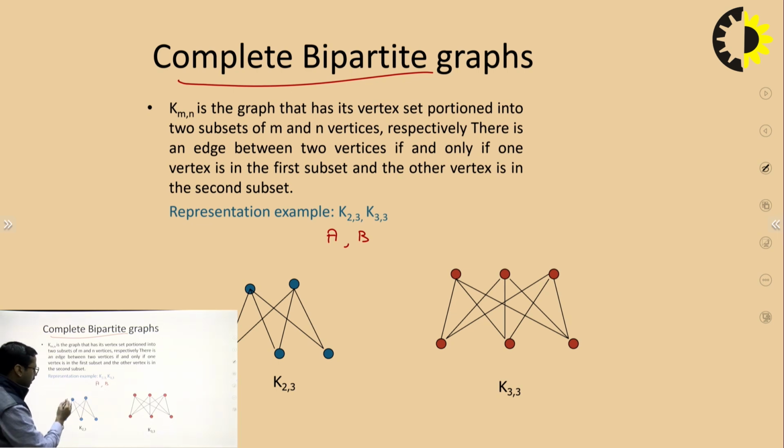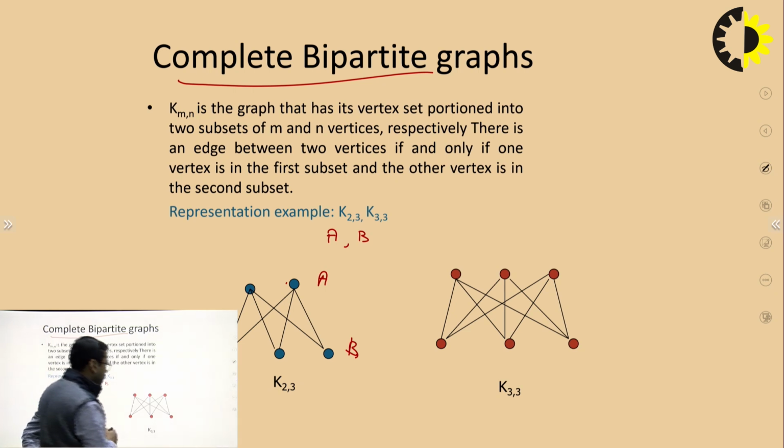How can it be represented? Let's suppose there is a set A and a set B. Set A contains 2 elements and set B is associated with 3 vertices. Set A elements are connected to all the elements that exist in set B. We can check that each element of set B is connected to all the elements that belong to set A. So it is represented as K2,3, where 2 represents set A and 3 represents set B.